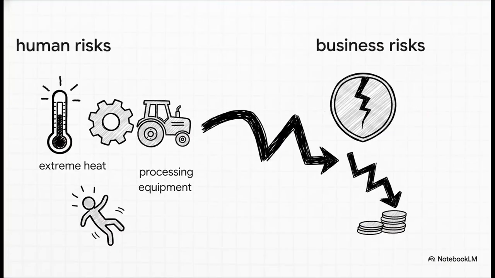Look, the agricultural industry presents some seriously intense occupational hazards. Employees are often doing heavy, labor-intensive activities. We're talking exposure to extreme heat, transportation accidents, falls, and of course, incidents involving massive processing equipment. And it's not just a human risk, though that's huge. It's a massive business risk, too.